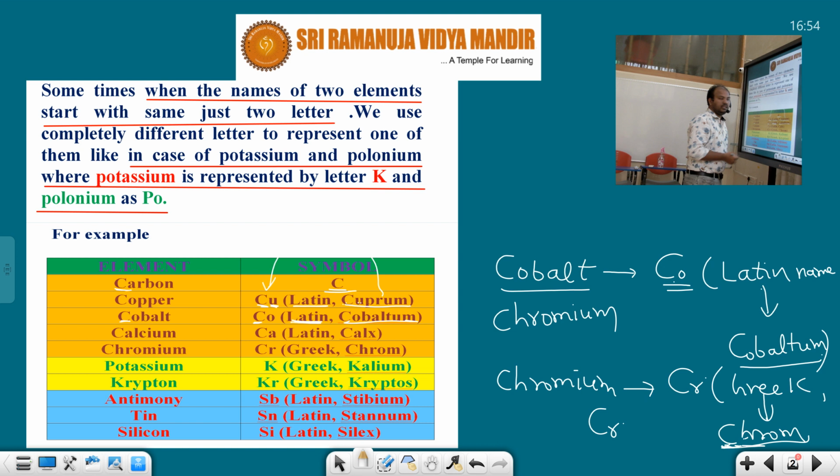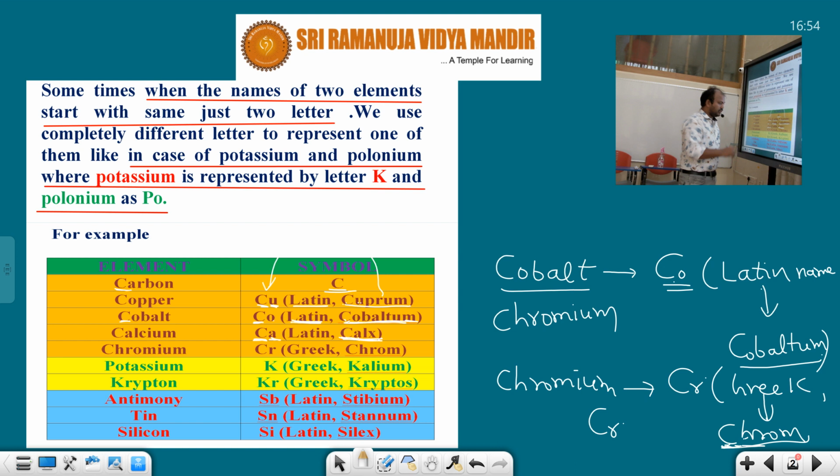And calcium is derived from the Latin word calx. In calx the first letter is C, the second letter is A. So the first letter is always a capital letter, the second letter always a small letter. Don't forget that. After that, chromium is derived from the Greek word chroma. First letter is C, second letter is H, and then taking R as the prominent letter, Cr, chromium.